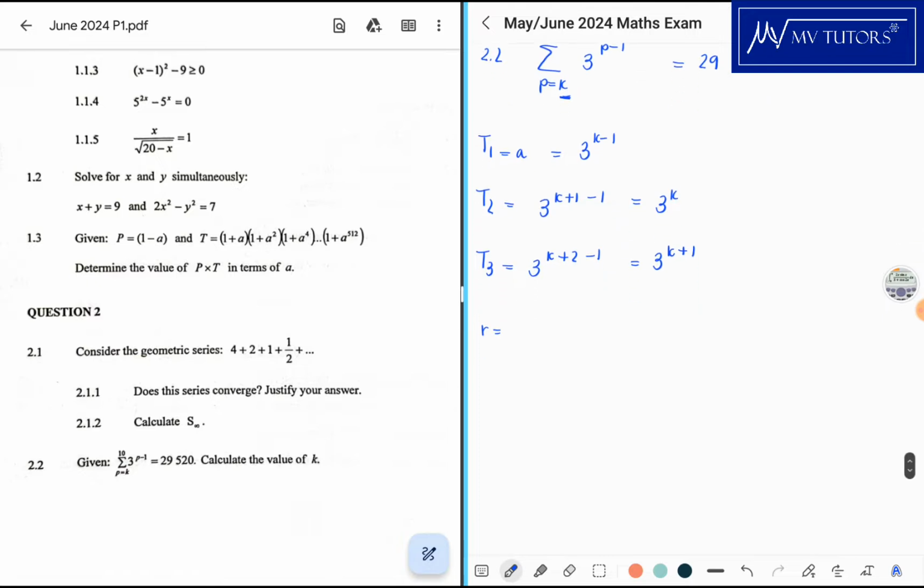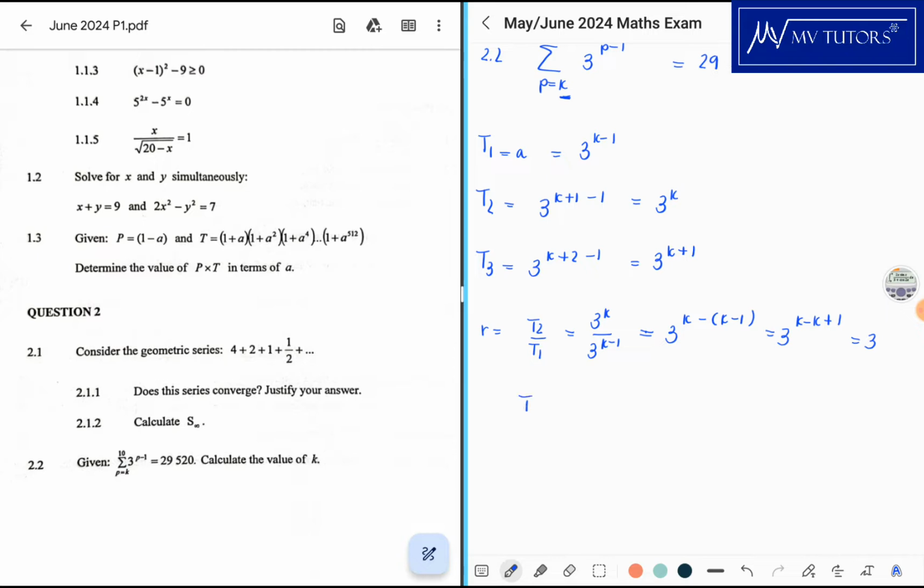Now, how do we get r? We take the second term and divide it by the first term, and it should be equal to the third term divided by the second term. Firstly, let's have a look at the second term divided by the first term. So we have 3 to the power k, and the first term is 3 to the power k minus 1. Remember, if you have the same base and you are dividing, you can just subtract the powers. So k minus k plus 1. So basically, r is 3.